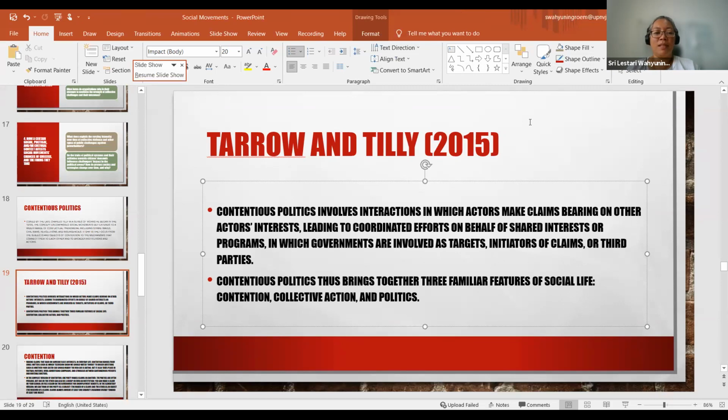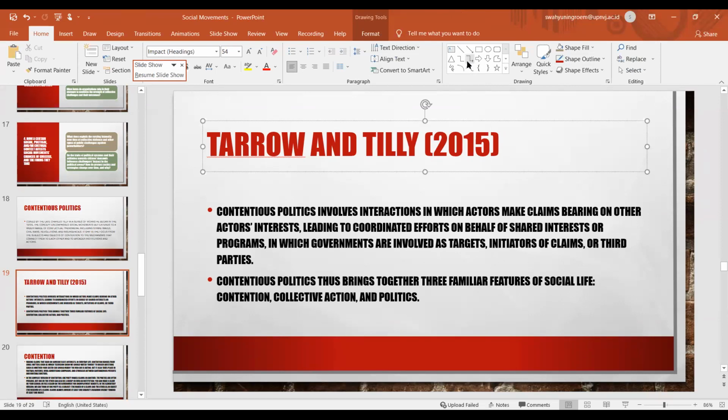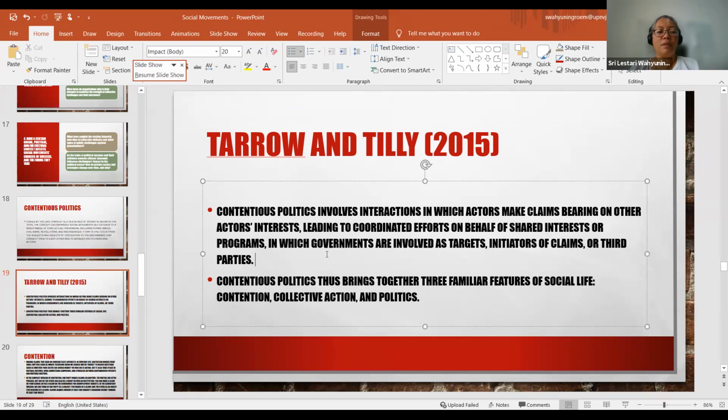Halo? Tadi sampai di mana ya? Contentious politics is politik perseteruan, Bu, sampai situ. Okay. So we're still defining contentious politics. These definitions have some keywords that you might want to take note of when you define what contentious politics is.